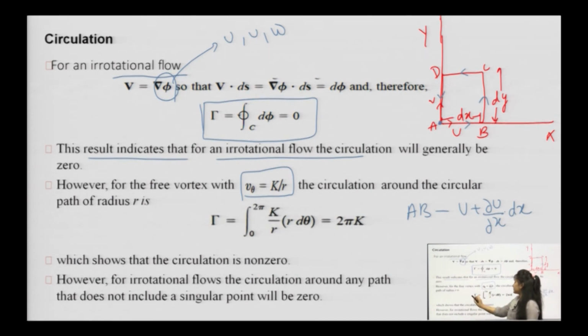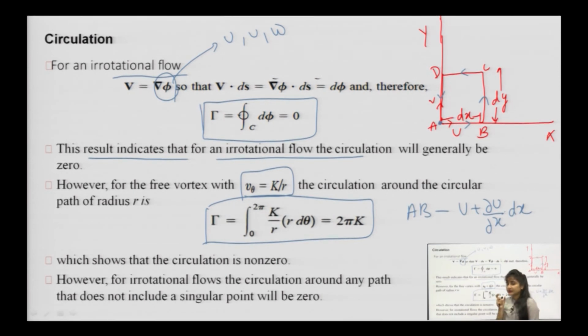Then circulation can be calculated with the help of this formula, again substituting k by r, and r d theta will be the distance covered by this fluid element from 0 to 2 pi. Now, for this circulation, where we substitute the tangential velocity as k by r, the circulation will be non-zero, that is, circulation will exist. But for irrotational flow, the circulation around any path that does not include a single point will be 0.